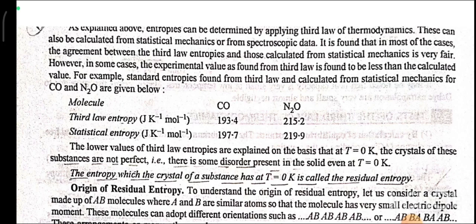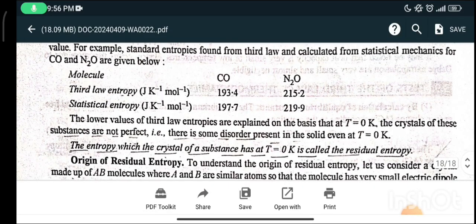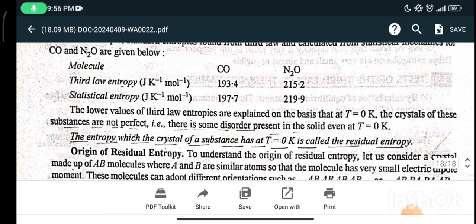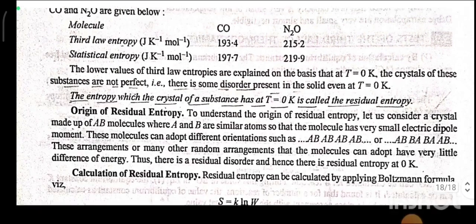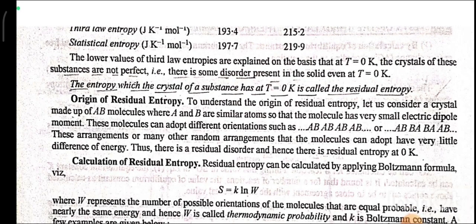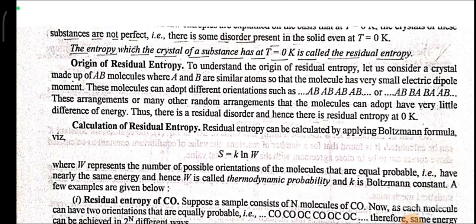However, in some cases, the experimental value found from the third law is less than the calculated value. For example, standard entropies found from the third law and calculated from statistical mechanics for CO and N2O molecules are given. The lower value of third law entropy is explained on the basis that at temperature T equals 0 Kelvin, the crystals of these substances are not perfect. There is some disorder present in the solid even at temperature T equals 0 Kelvin. The entropy which the crystal of a substance has at temperature 0 Kelvin is called the residual entropy.